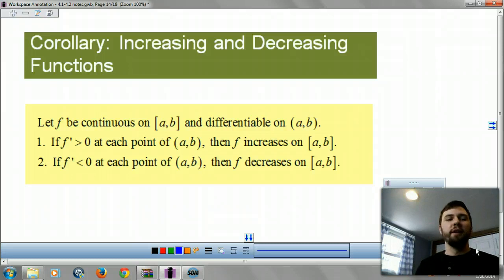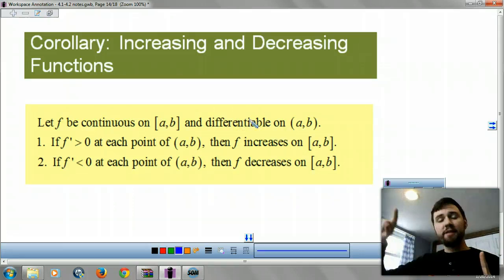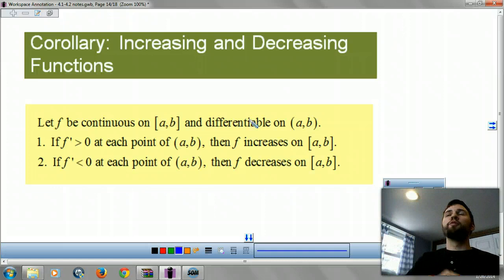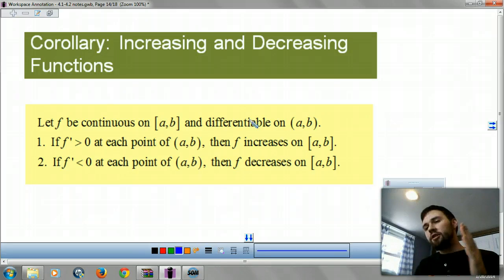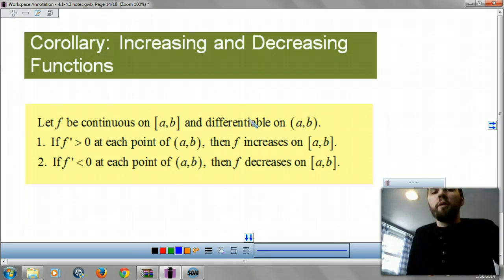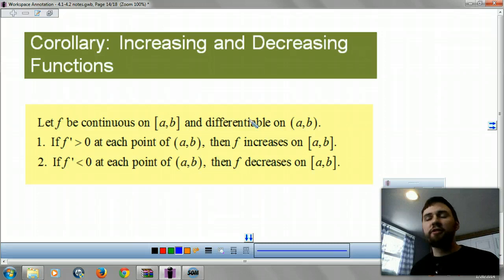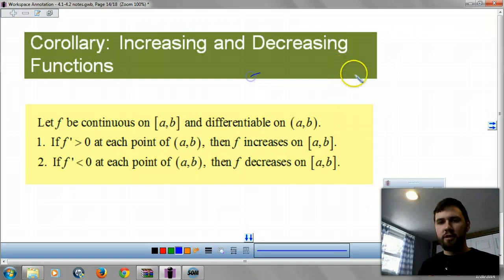Here's the best way to say it. Let's say you're continuous on the function from a to b and differentiable. If your derivative is always greater than 0, you're increasing. If your derivative is always less than 0, you're decreasing, because it means your slope's always going down. And the other one means your slope is always going up. So this is how we're going to tell if a function is increasing or decreasing. Write down this definition. This is a good definition.